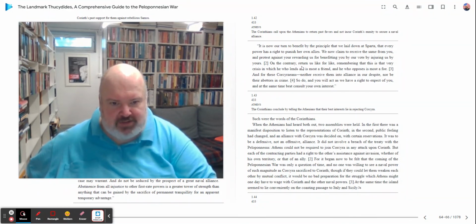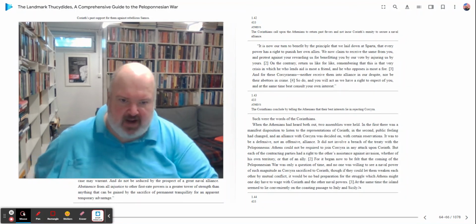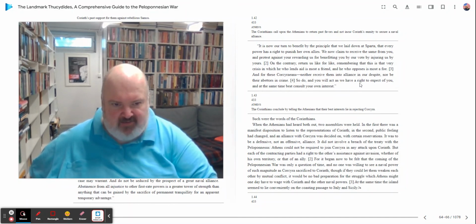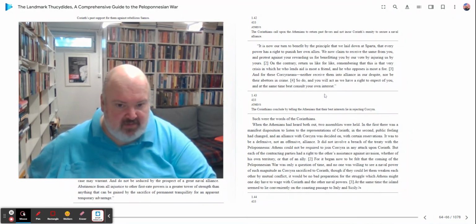On the contrary, return us like for like, remembering that this is that very crisis in which he who lends aid is most friend, and he who opposes is most foe. And these Corinthians neither receive them into alliances in our despite, nor be arbiters, nor be their abettors in crime. So do, and you will act as we have a right to expect you, and at the same time best consult your own interests.